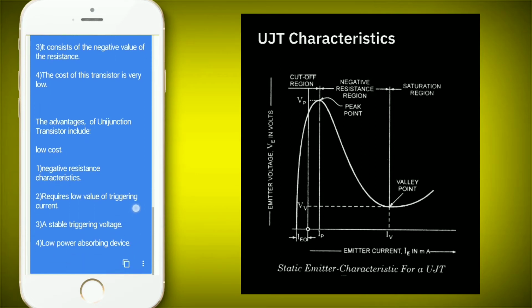The advantages of the unijunction transistor include: 1. Low cost. 2. Negative resistance characteristics. 3. Requires low value of triggering current. 4. A stable triggering voltage. 5. Low power absorbing device.